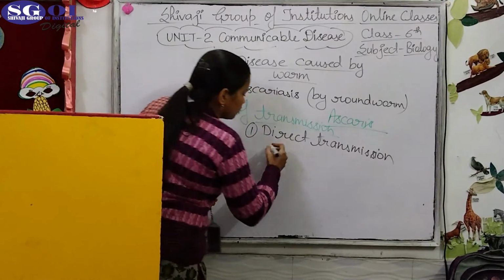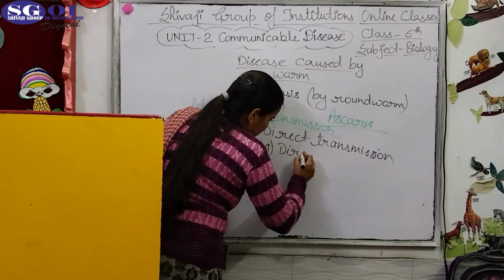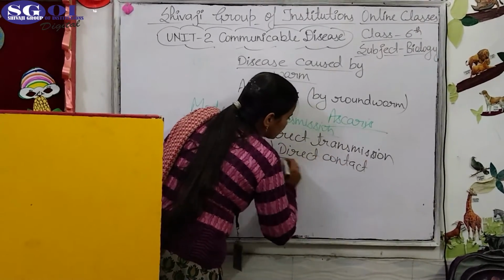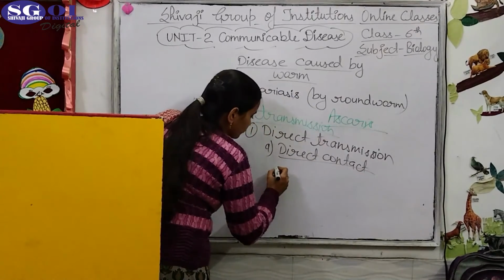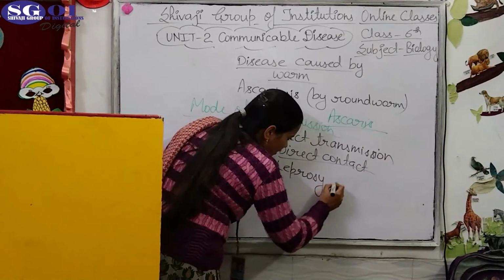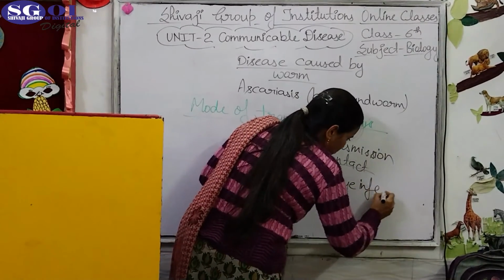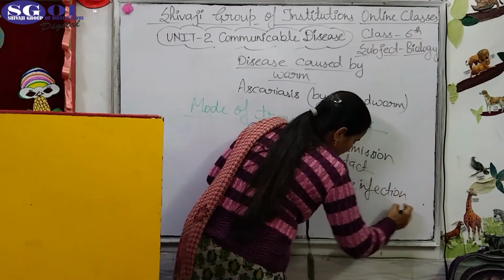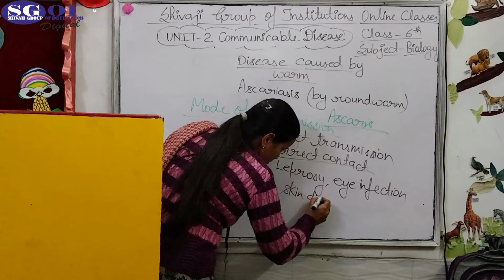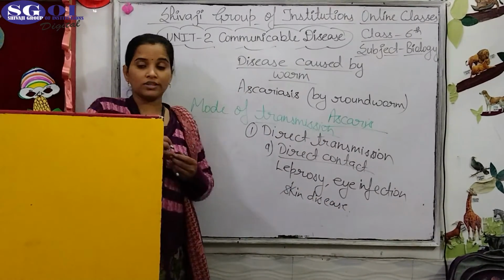Okay, direct contact से होने वाली disease कौन सी है? First is direct contact. So the diseases which are caused by the direct contact are leprosy, eye infection, and the skin disease. These diseases are caused by the direct contact.